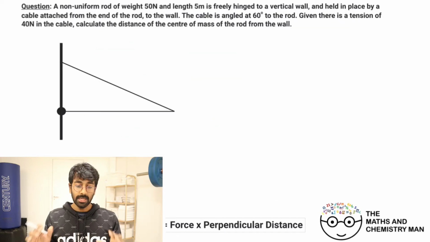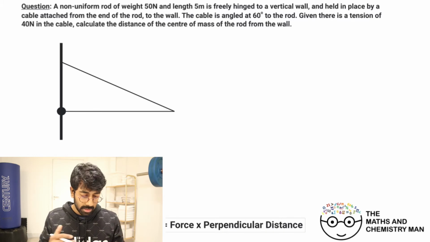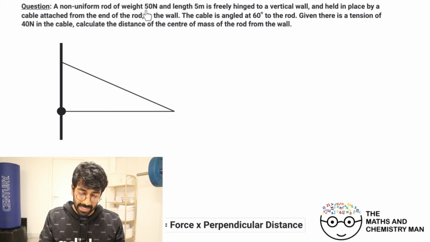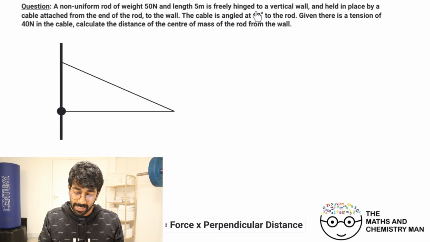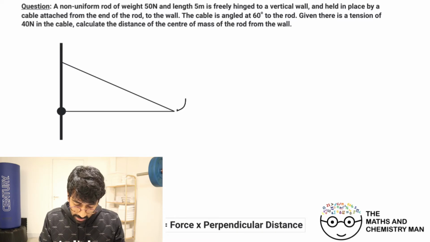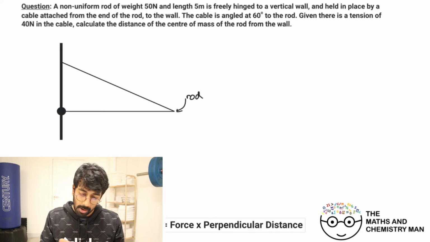Fantastic. Now, different example this time, a little bit more tricky, but let's have a look and see if we can get through this. We've got another non-uniform rod of weight 50 newtons and length 5 meters. Is freely hinged to a vertical wall. So here's the hinge, right? Which means this thing here is the rod. So let me just write that out now. That there is your rod.